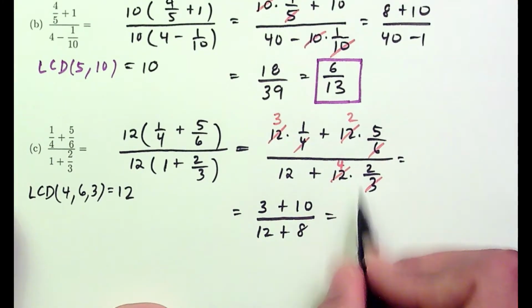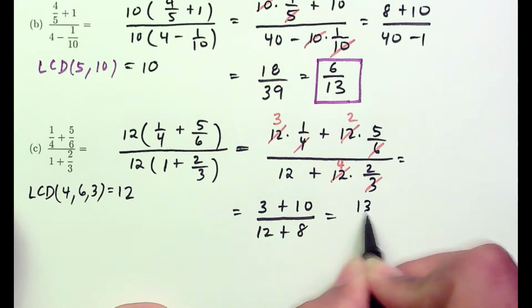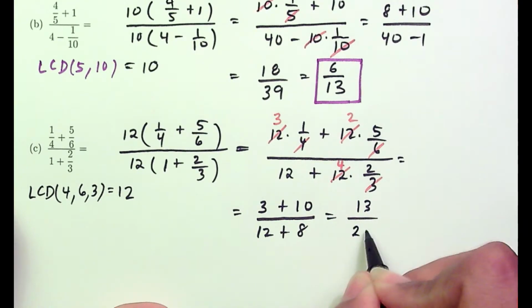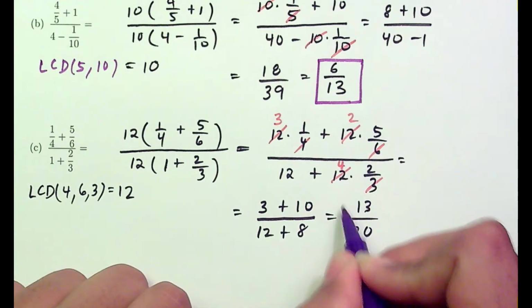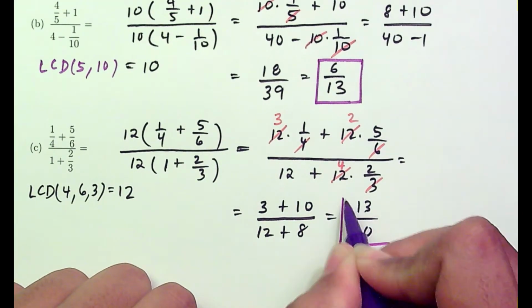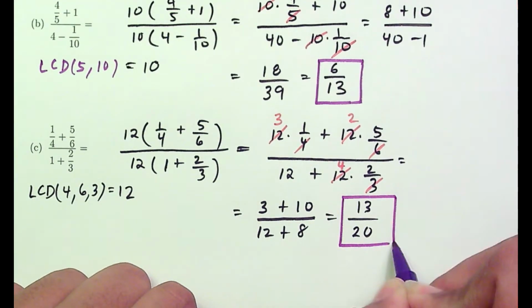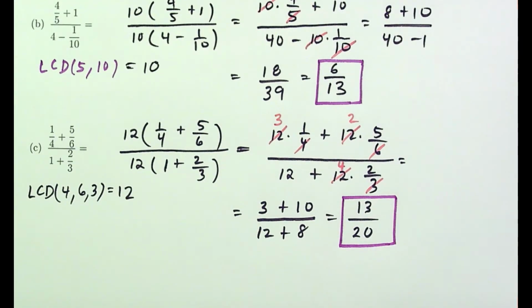And then this is what? This is 13 over 20. And that's the answer because we cannot simplify that anymore. 13 and 20 have nothing in common. Okay, so that's the idea of how you simplify complex fractions.